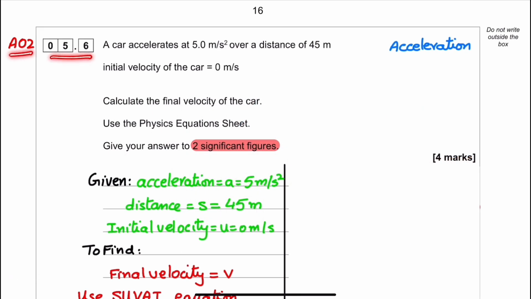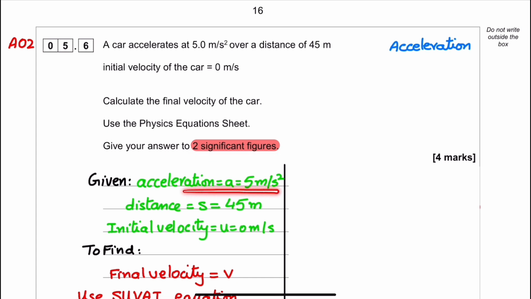5.6 is an AO2 question, and this question is from the topic of acceleration. A car accelerates at 5 meter per second square over a distance of 45 meters. The initial velocity of the car is 0 meter per second. Calculate the final velocity of the car. Your answer must be up to two significant figures.